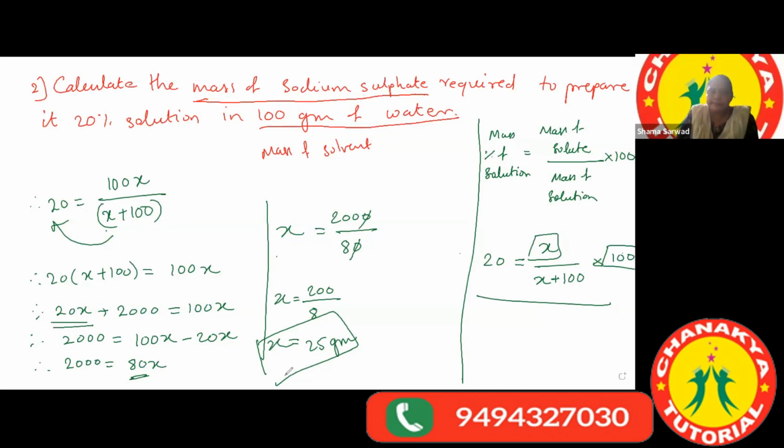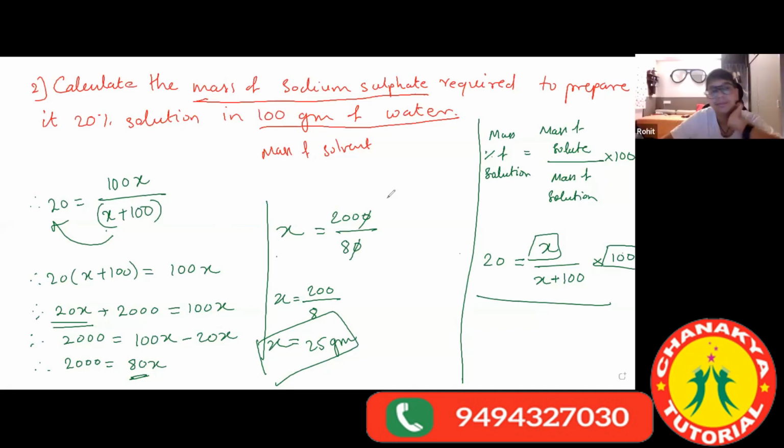Okay. Fine. So if anybody has any doubt, please ask me. 25 gram would be the correct answer. So write down in words: 25 gram of sodium sulfate is required to prepare 20% solution in 100 gram of water. Write down this in words. Everyone should write.